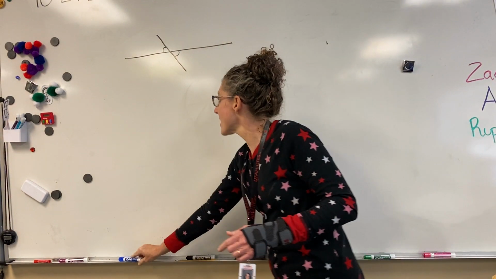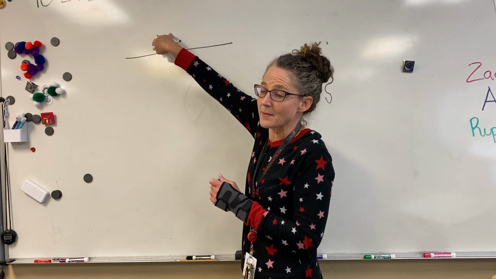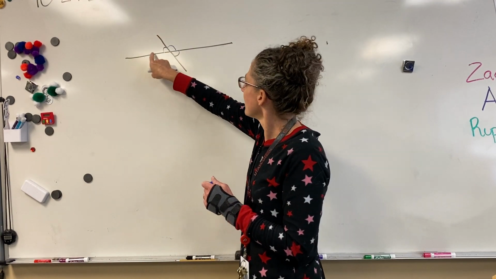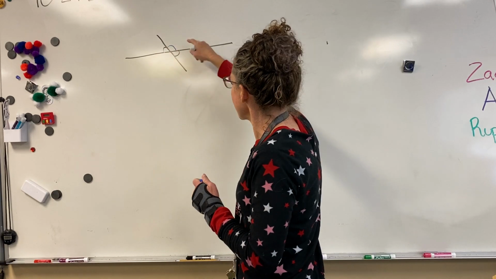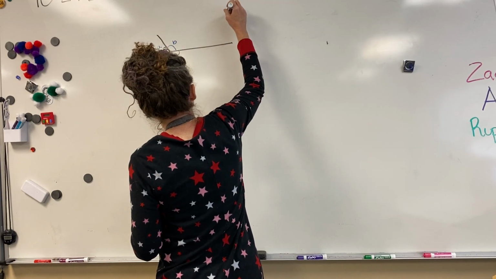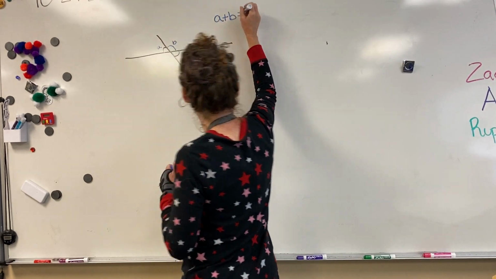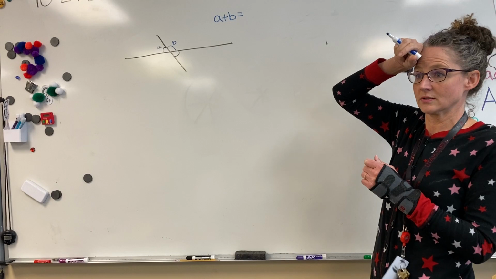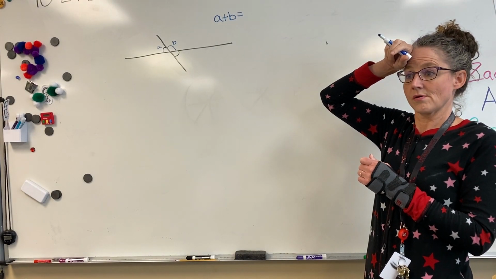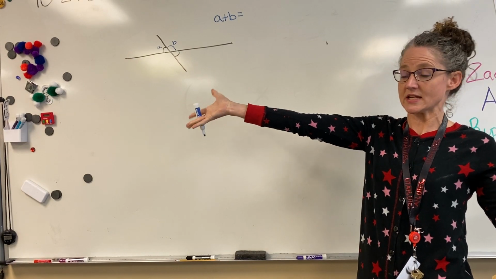Let's talk about these two angles, this angle and this angle. What do we know about them? They're going to be different. They're on a straight line. I'm going to call this one angle A and this one angle B. One's obtuse, one is obtuse. A plus B, if they're on a straight line, what does A plus B equal? 180. A plus B is 180 because they're on a straight line and a straight line is 180.